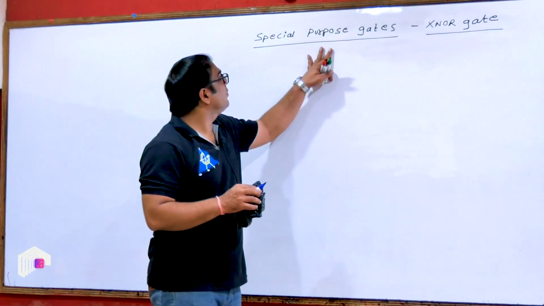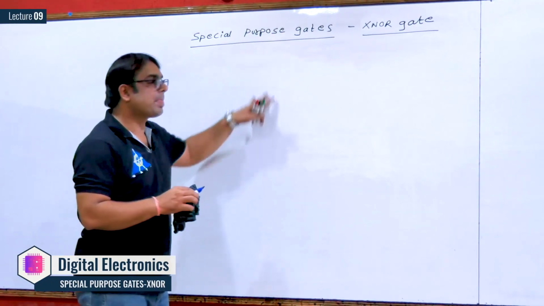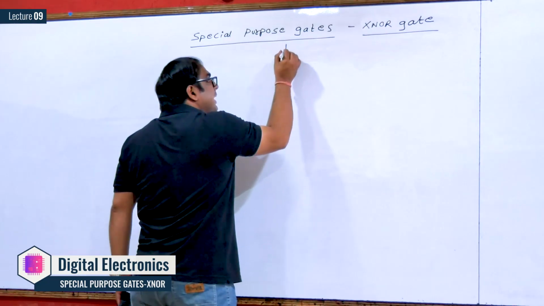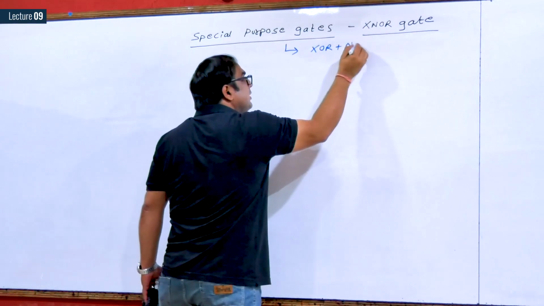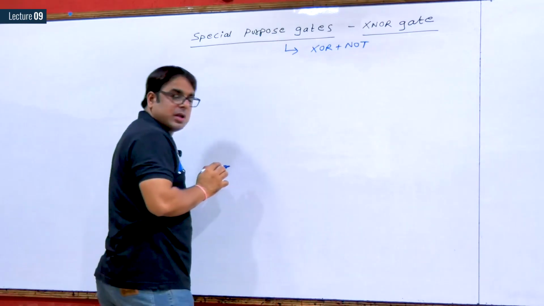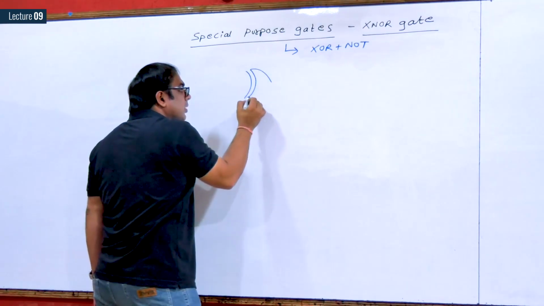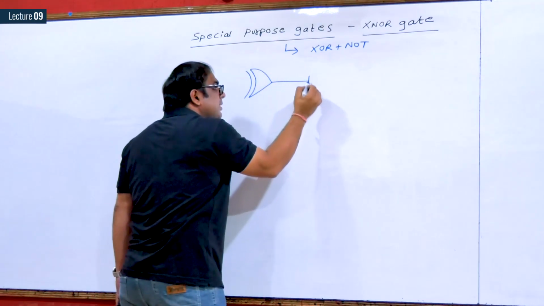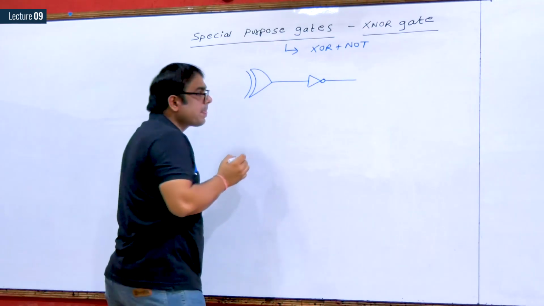Now we have the second special purpose gate, the XNOR gate. Firstly, I can write that the XNOR gate is a combination of an XOR gate with a NOT gate. The logic symbol will be like this: XOR gate followed by NOT gate.